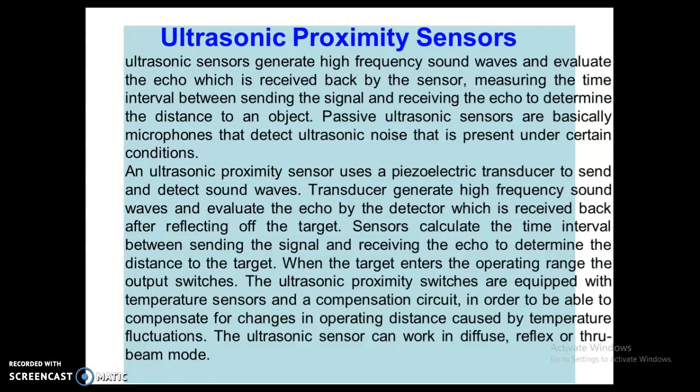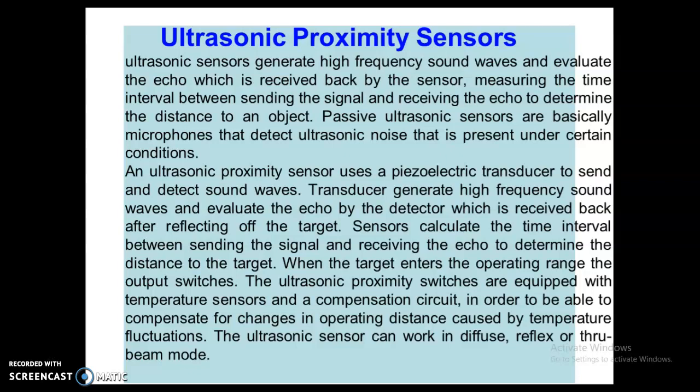The next one is the ultrasonic proximity sensor. These ultrasonic sensors generate high frequency sound waves and evaluate the echo which is received back by the sensor. You are provided with a control circuitry which will measure the time interval between sending the signal and receiving the echo to determine the distance of an object. Passive ultrasonic sensors are basically microphones that detect the ultrasonic noise which is present under certain conditions. All these ultrasonic proximity sensors use a piezoelectric transducer to send and detect the sound waves.